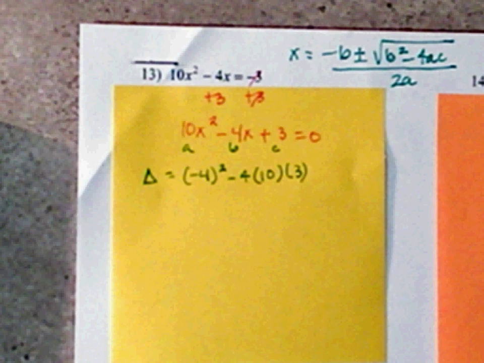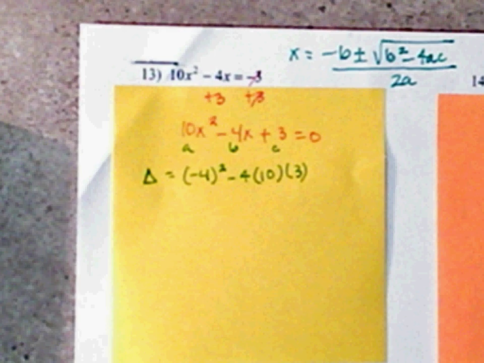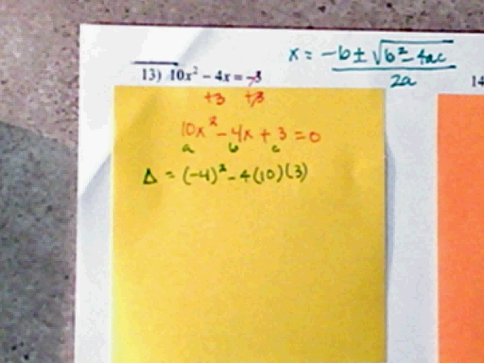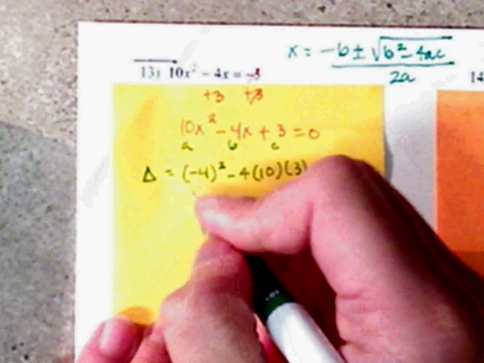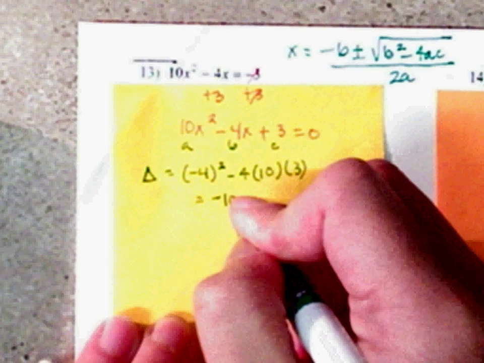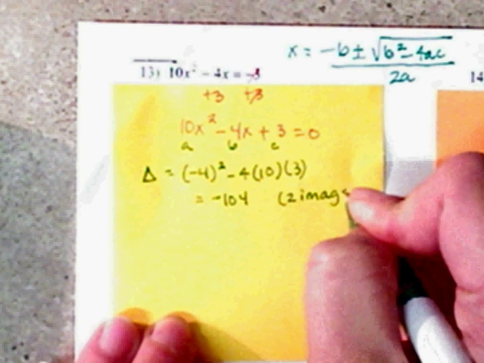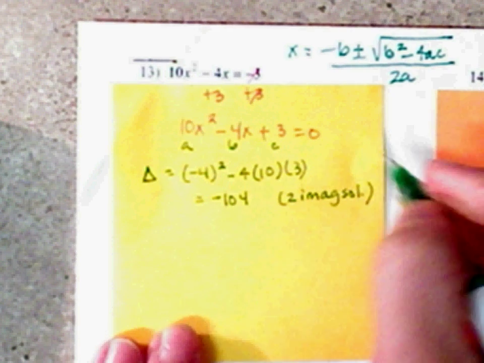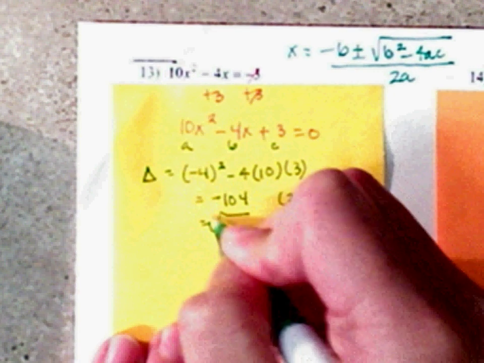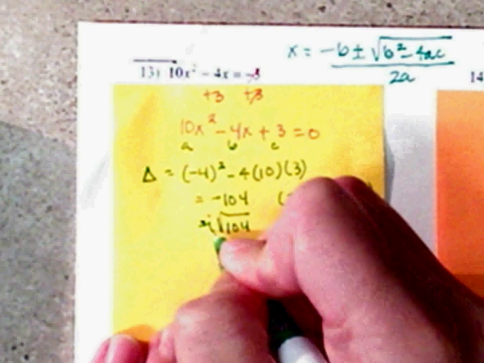So you have negative 4 squared minus 4 times 10 times 3. That will give you negative 104. That tells you you're going to have two imaginary solutions. So you should have i. Take the square root of 104. Bring it out as an i.